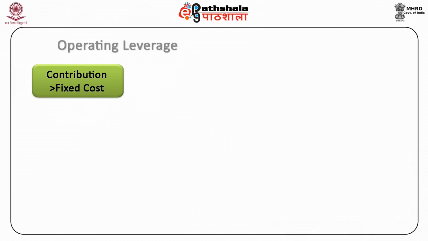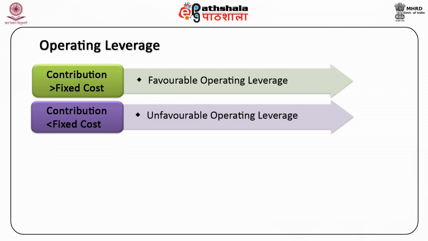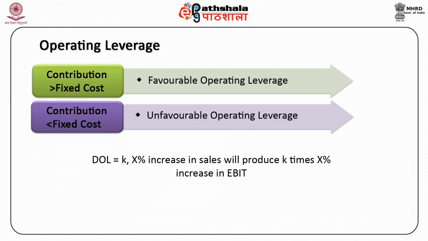If contribution is greater than the fixed cost, operating leverage is favorable. If the contribution is less than the fixed cost, operating leverage is unfavorable. If DOL is equal to K, an X percentage increase in sales will produce a K times X percent increase in EBIT. When comparing firms, the firm with the highest DOL is the firm that will be most sensitive to change in sales.